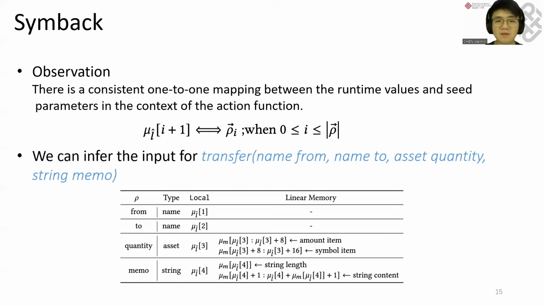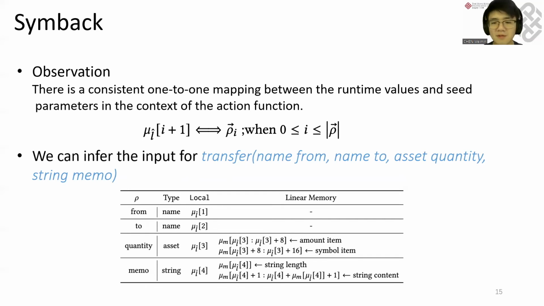So the three solutions are embedded in the WASAI components such as Sigback and Scanner. In Sigback, we first construct the calling convention. This is a consistent one-to-one mapping between the runtime values and the C parameters in the context of the action function. We find these rules based on our observation.